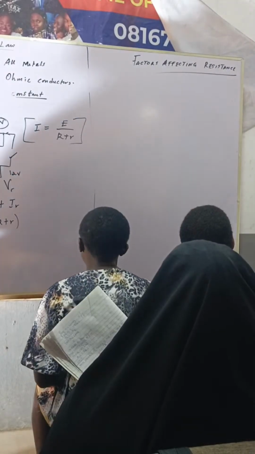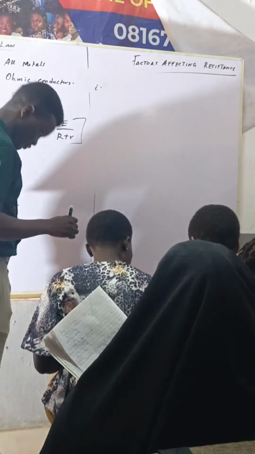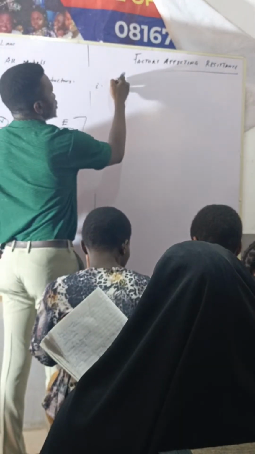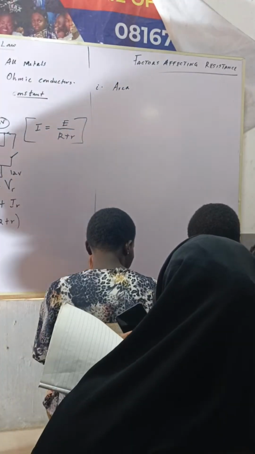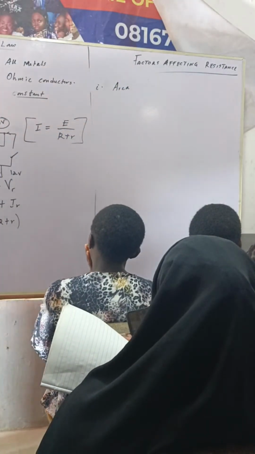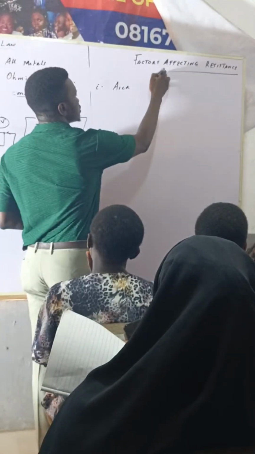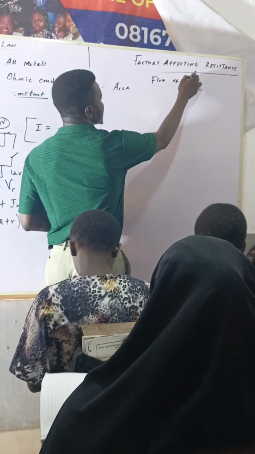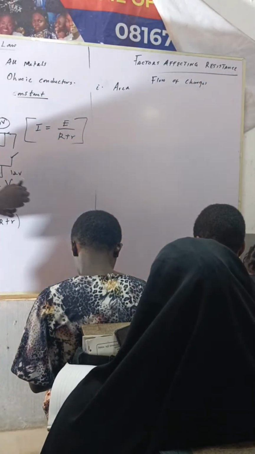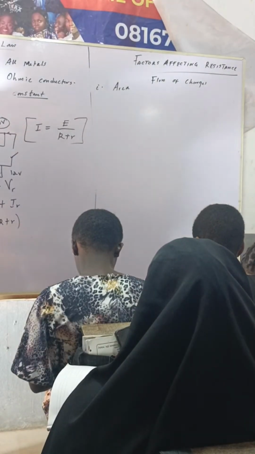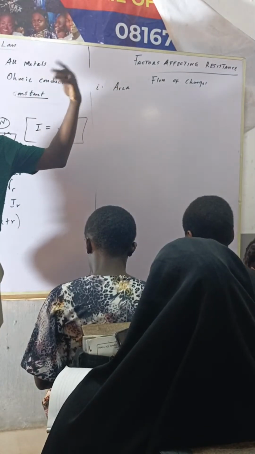So what are the factors that affect resistance? Number 1, area, the cross-sectional area. Look at this. We already said at the beginning that the flow of charges brings about conduction of electricity. And what is the issue with resistance? It does not want charges to flow. I hope you are still following.